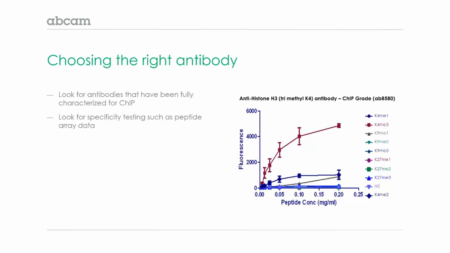Here's that H3K4 trimethyl antibody I showed earlier, and we can see the antibody is binding strongly only to the K4 trimethyl peptide, with minimal or no binding to these other peptides tested in the array, indicating that the antibody is specific for the trimethyl K4 modification.